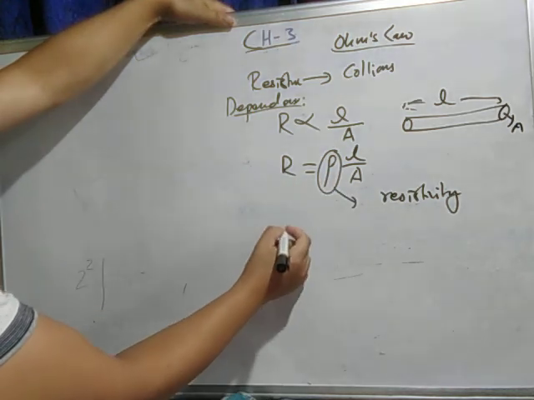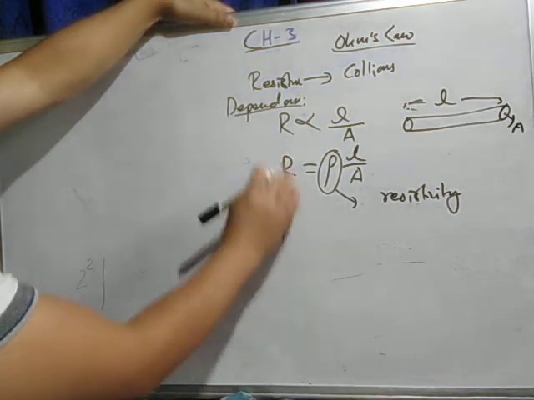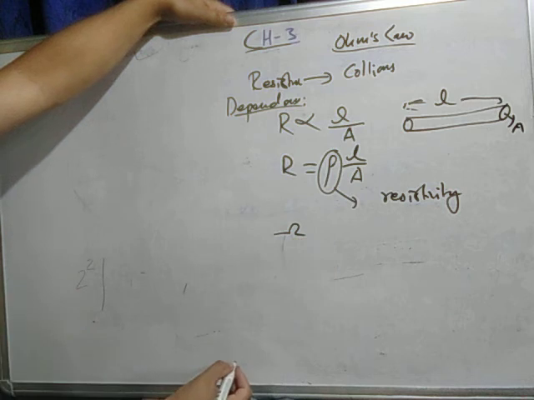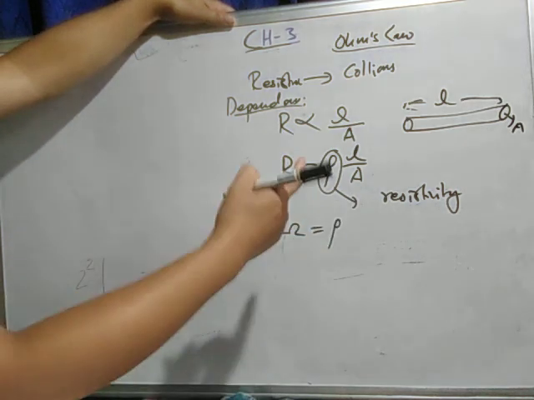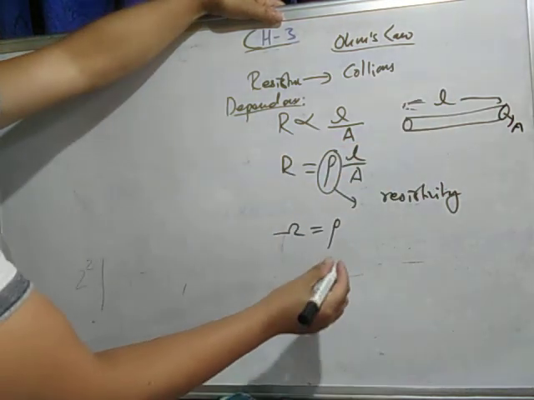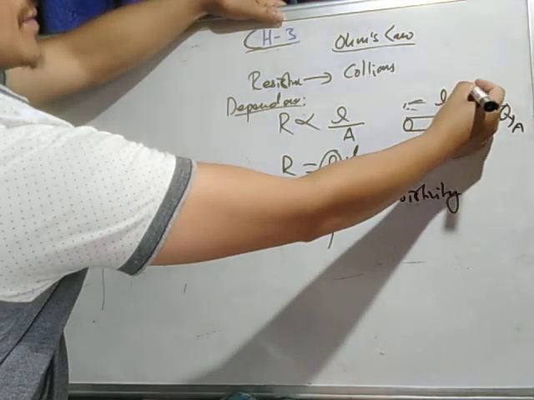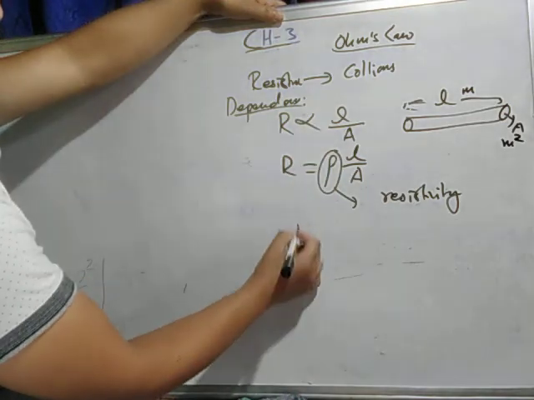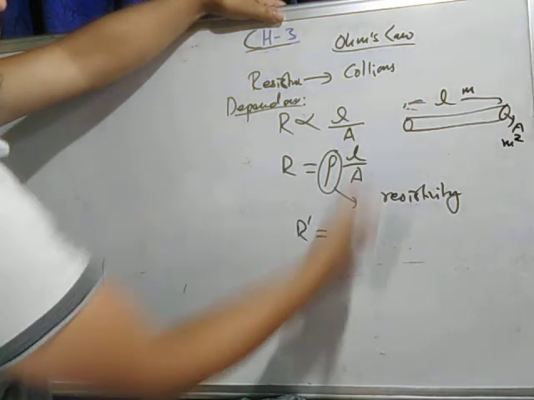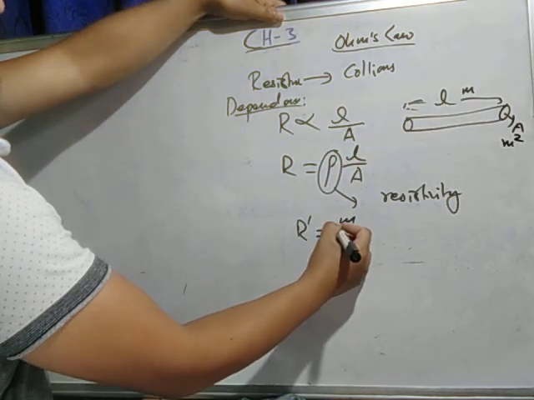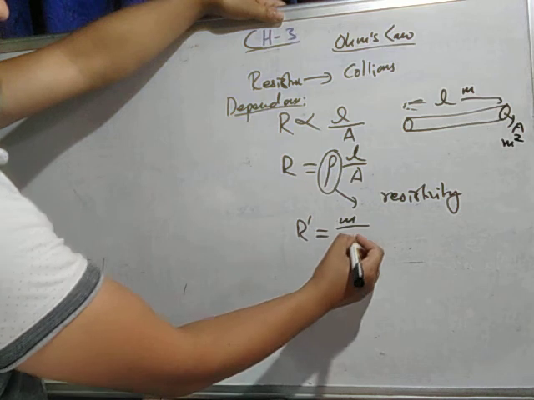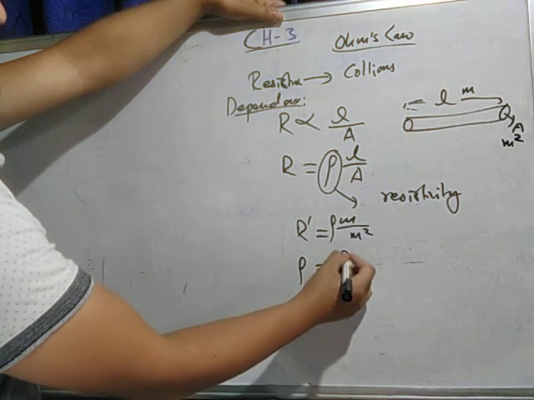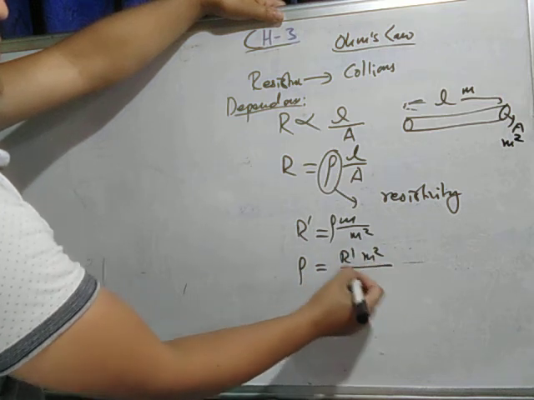Rho, take over here. What is this? Unit of resistance, that is your ohm, isn't it? Yes or no? Yes. So rho, if I take this as meter square, clear, this as meter and area as meter square, then see, the new resistance R dash equals how much? What is this? Meter per, what is this? Meter square. Rho is there, isn't it? So rho is equal to how much? R dash meter square by meter.